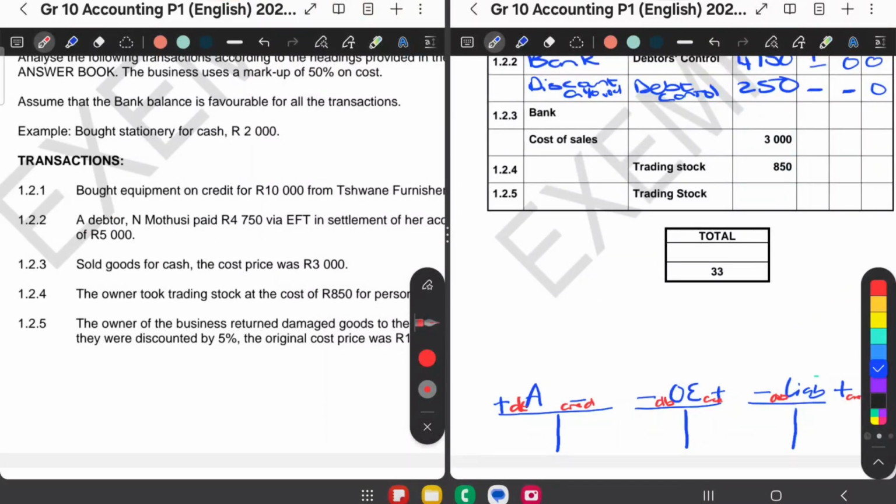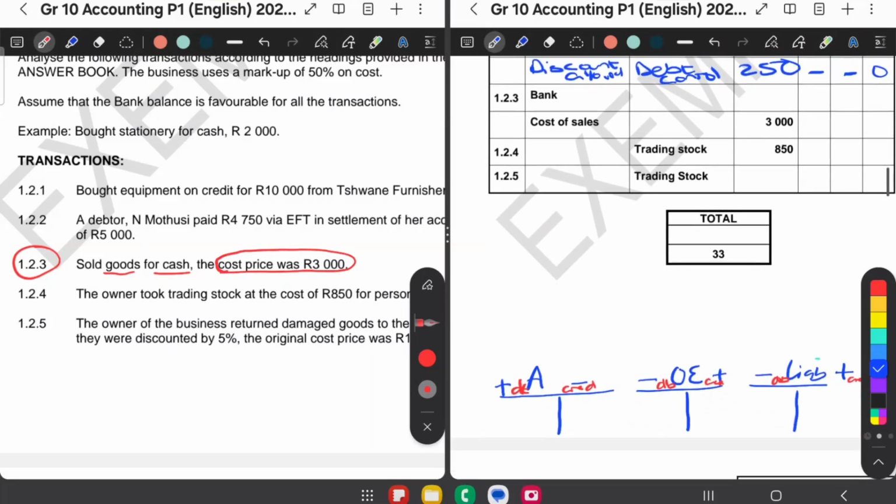Our next adjustment is 1.2.3. It says we sold goods for cash and the cost price is 3,000 Rand. When you sell goods, whether it's on cash or credit, you have 4 accounts involved. The first 2 accounts have to do with the selling price, and the other 2 accounts will go with the cost price.